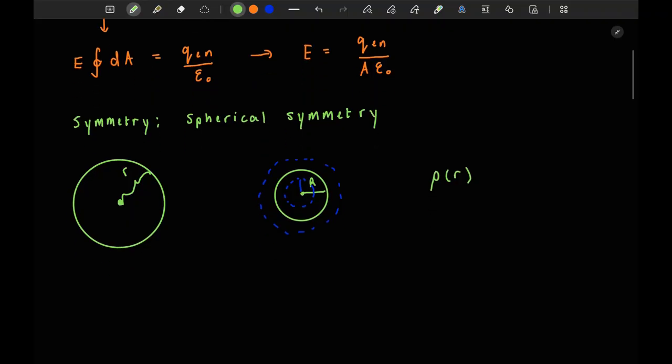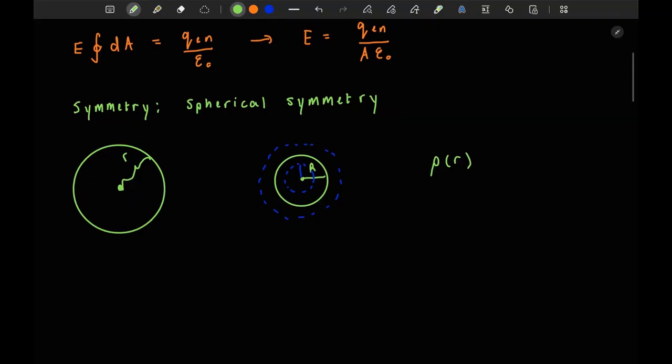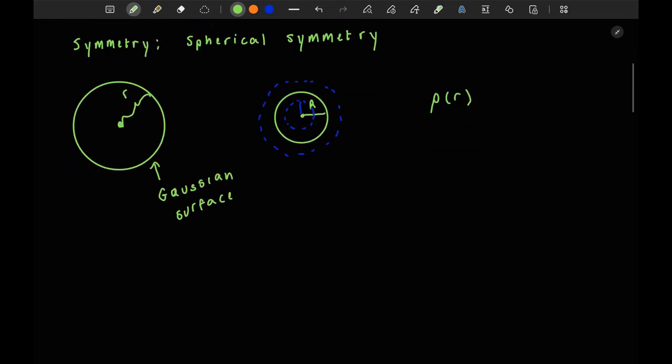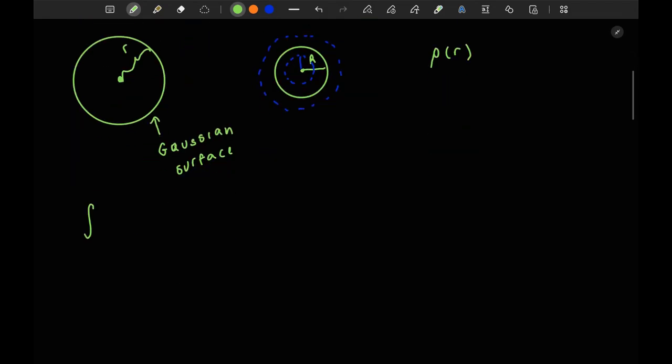So why all this discussion of symmetry? Again, our goal is to take E out of our integral. And so if I'm trying to find the electric field of, for example, a point charge, I'm going to choose a Gaussian surface which is a sphere. So I'm going to denote this as our Gaussian surface. And we'll now try carrying through the integral of E dot dA.